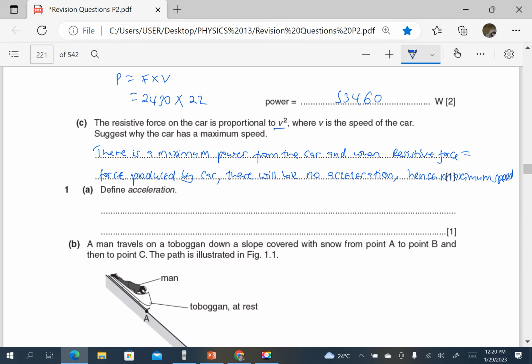Define acceleration. We know that acceleration is the rate of change of velocity, or change in velocity with time. That is acceleration. It is not velocity over time. The velocity must be changing. Also, you can say acceleration is equal to change in velocity divided by time taken.